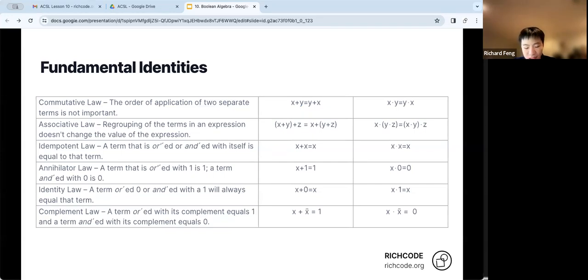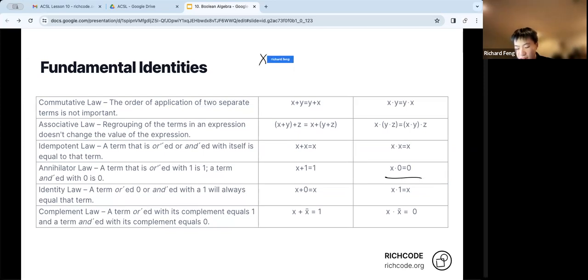The next one is the annihilator law, which says a term that is ORed with 1 is 1, and a term that is ANDed with 0 is 0. This makes sense because for an expression, for example, x or y, if we want it to evaluate to true, then one of them has to be 1. So anything that is ORed with 1 will give you 1 because only one of them needs to be 1, and that's already given. So it doesn't matter what x is, it's always going to evaluate to 1. And that is similar to the one over here.